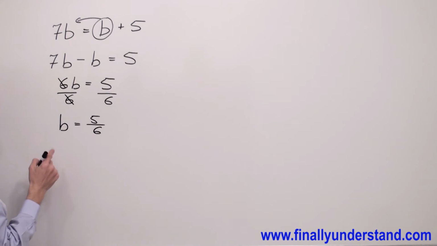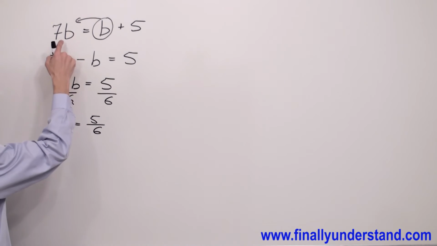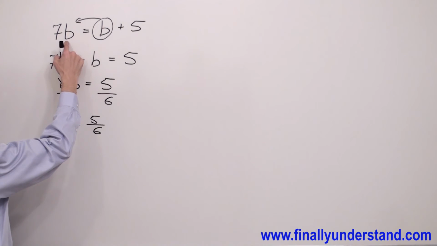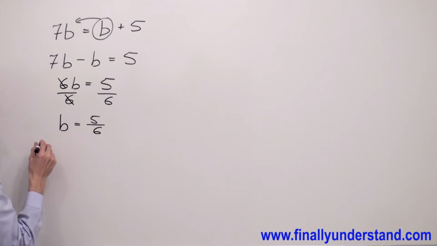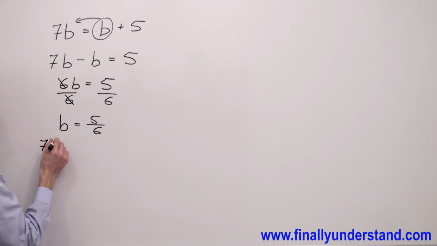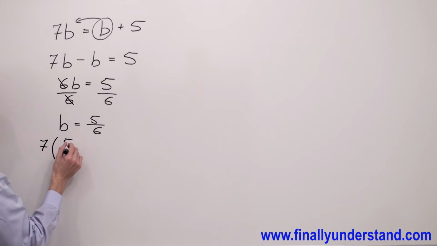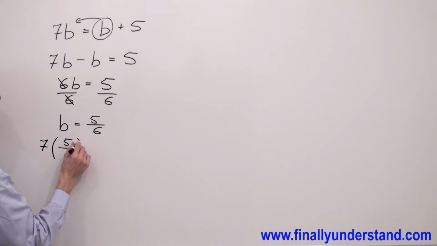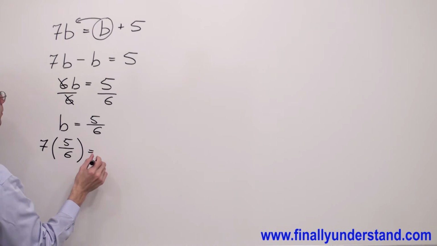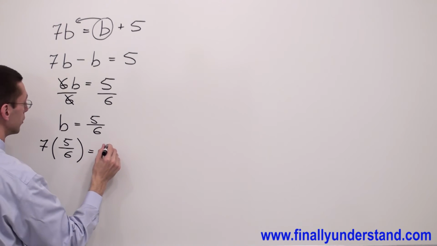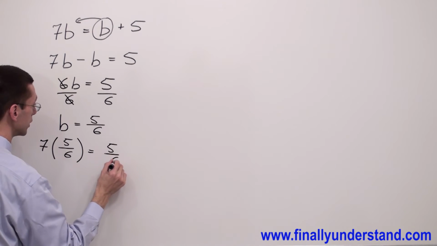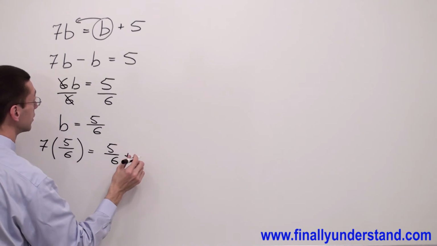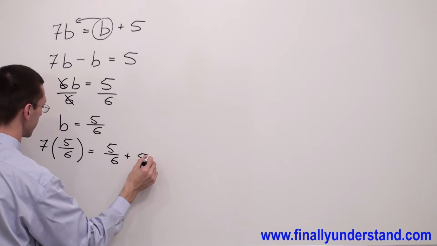If you want to verify that your answer is correct, simply replace every b in my original equation by 5 over 6, and I have 7 times 5 over 6 equals 5 over 6 plus 5.